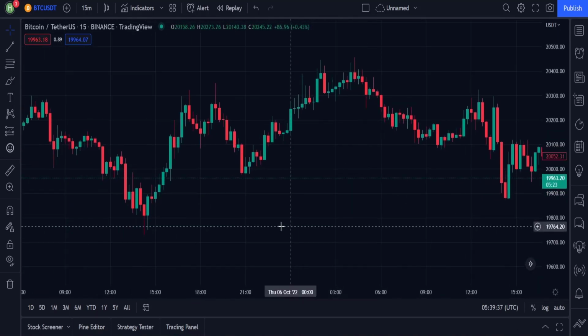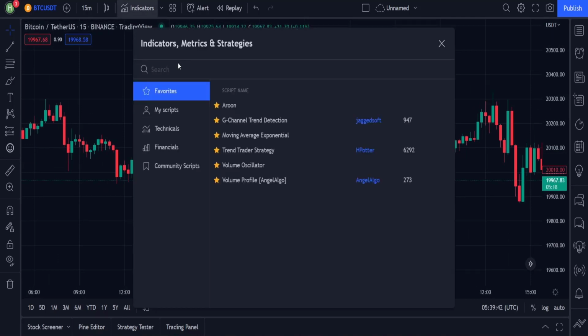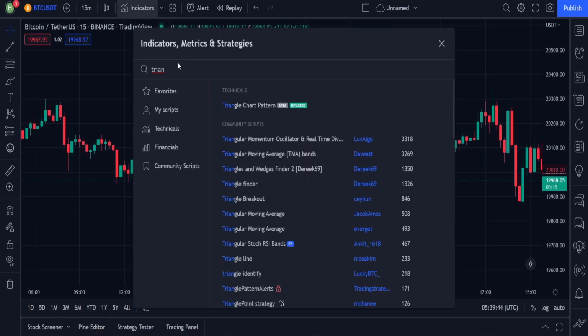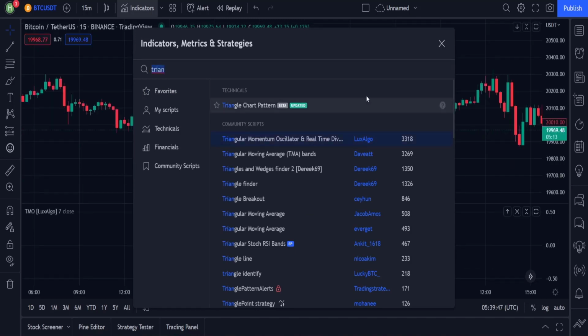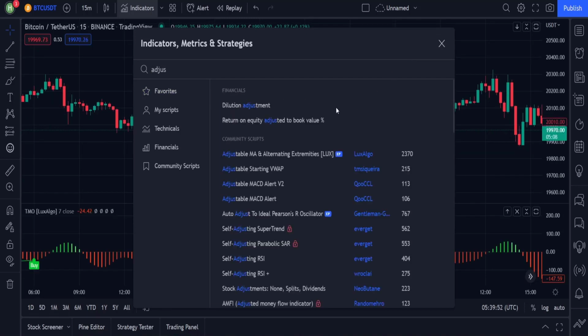So click on the Indicators tab and search for the first indicator, which is called Triangular Momentum Oscillator. Select this one by Lux Algo. And for the second indicator, you need to search for Adjustable Moving Average. It's going to be this one by Lux Algo as well.